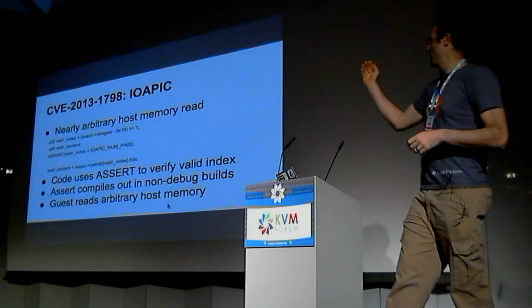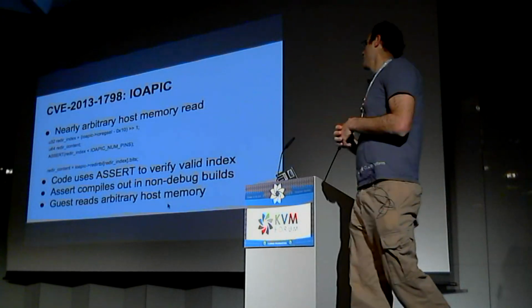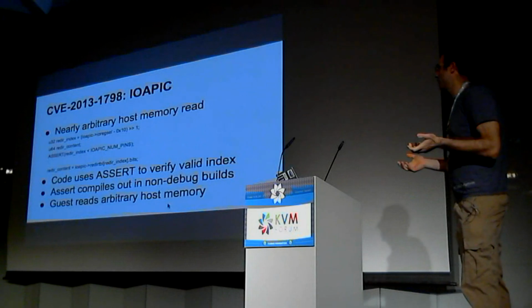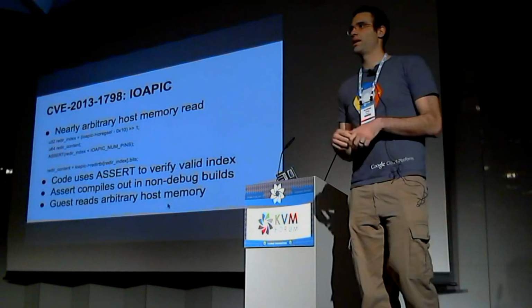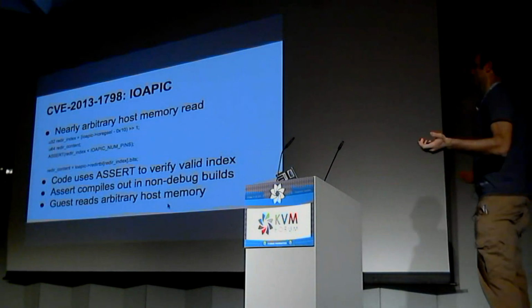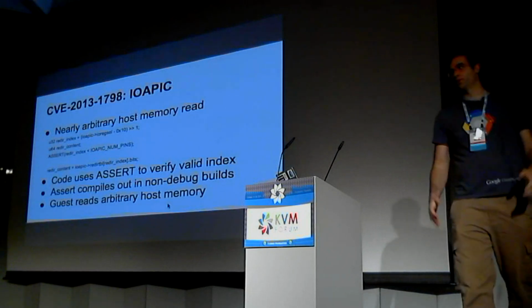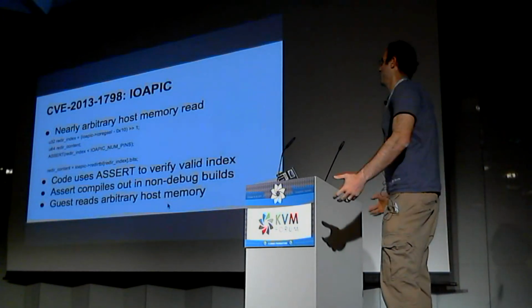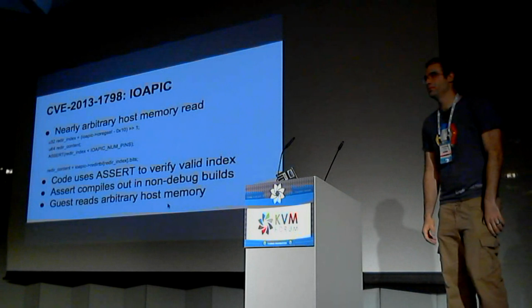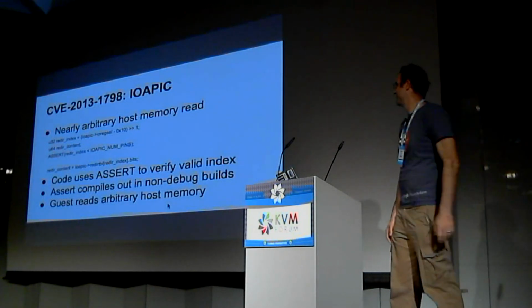So it would take the IO reg select, which is a guest provided value. It would do some calculations on it. It would make sure it's within the redirection table with an assert, and then it would use that as an index to an array. The problem is that the assert doesn't do anything except in debug builds, so the guest can sort of read everywhere. After that, we just did an audit of every assert in KVM, and that's something that's now on our checklist every time we snap forward to a new version.